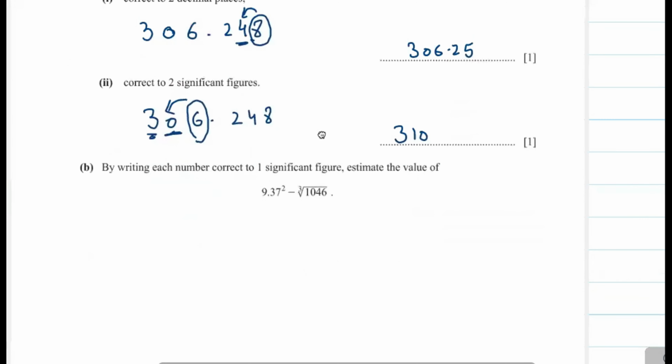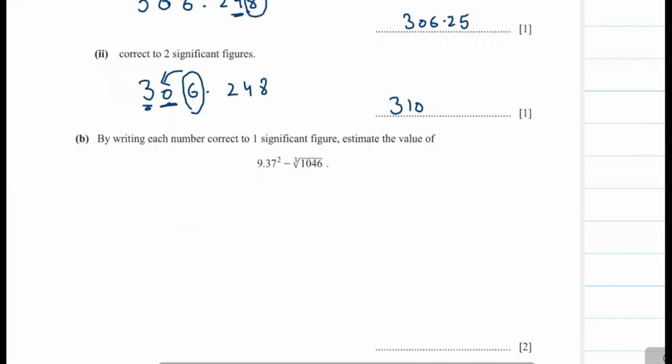Next is the part B. By writing each number correct to one significant figure, estimate the value of this. Now you see here 9.37 square. Now one SF value, this is the position of one SF value. The neighboring digit is less than 5, therefore that is equal to 9.0.